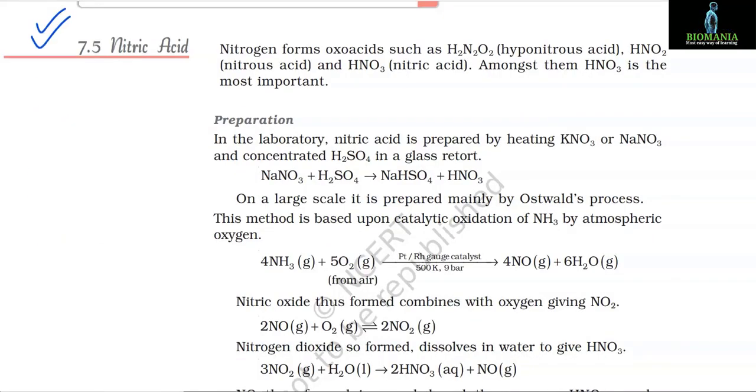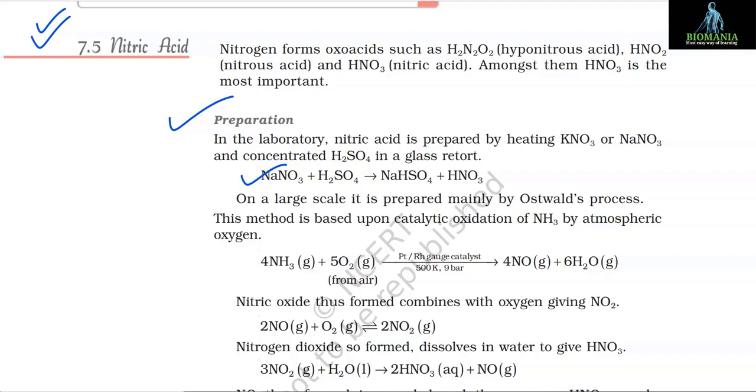7.5 Nitric acid. Nitrogen forms oxo acids such as H2N2O2, that is hyponitrous acid, HNO2, nitrous acid, and HNO3, nitric acid. Amongst them, HNO3 is the most important. Preparation. In the laboratory, nitric acid is prepared by heating KNO3 or NaNO3 and concentrated H2SO4 in a glass retort. NaNO3 plus H2SO4 gives NaHSO4 plus HNO3. On a large scale, it is prepared mainly by the Ostwald process.